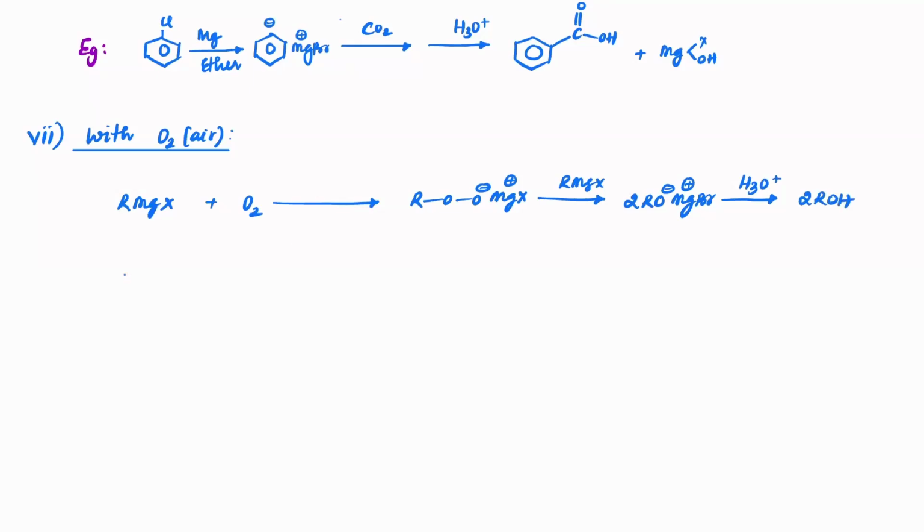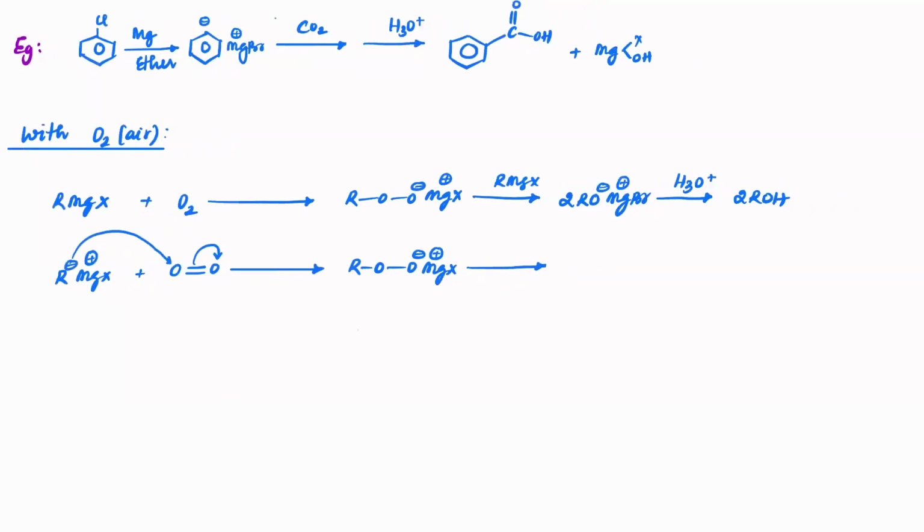See, structure wise, if you notice, it is R minus almost MgX plus, this kind of charge distribution, and we have O double bond O. So this R minus will attack on the empty pi star orbital, and that pi star orbital rearranges, and R minus will attack on oxygen, and you'll get this as ROO minus and MgX plus.